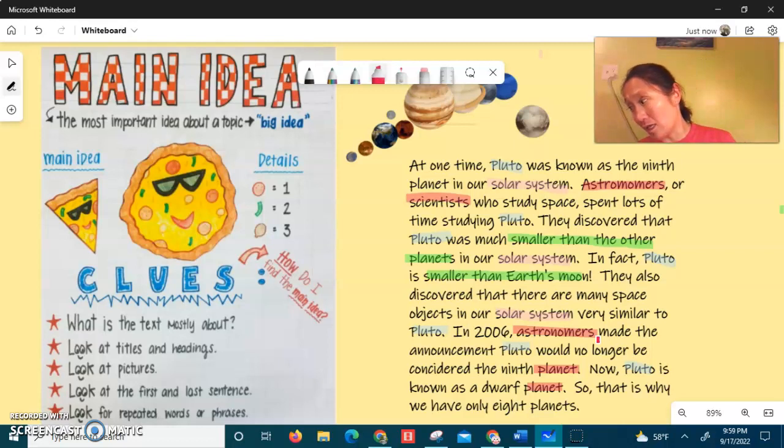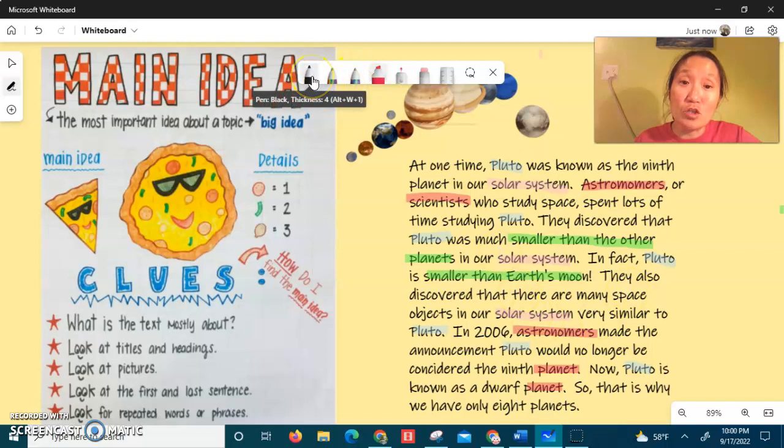So, what is this article mostly about? It's mostly about scientists studying Pluto. Pluto's size, mainly, because it talks about smaller than the other planets. It's talking about scientists and our solar system. So they're studying Pluto's size in our solar system, mainly. Okay, so I get that idea. If I was to look this up, it would probably be really true.